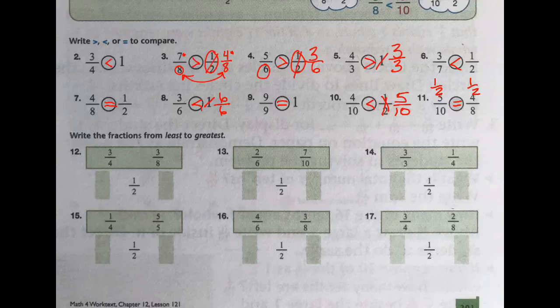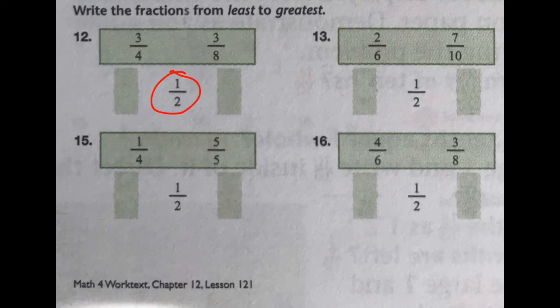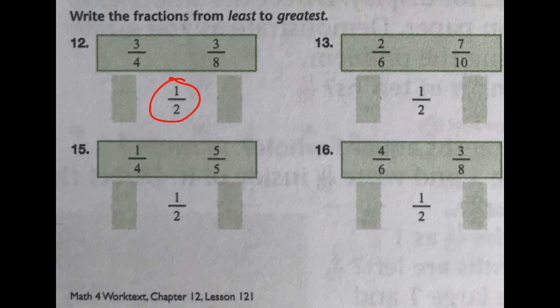Okay, so now for the bottom, you're just going to write the fractions from the least to the greatest. And what they do is they have a half here in the middle for you to look at. What do you know about halves? It means the top number has to be half of the bottom number for it to land right on the half mark. Okay, so let's take a look at this one here.